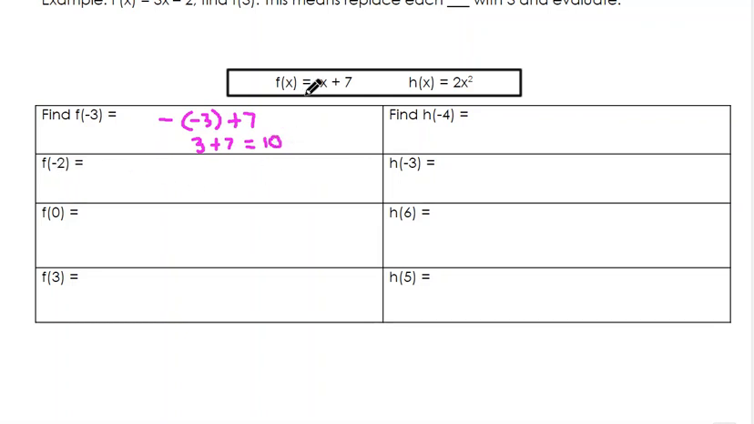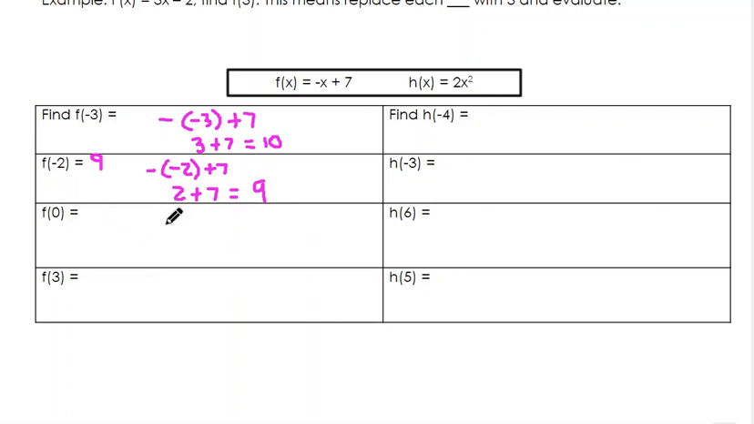Same thing here, f of negative 2. I'm going to look for the f function, plug in negative 2 for x, and it's still plus 7. Two negatives make a positive. 2 plus 7 gives me 9. So f of negative 2 equals 9. Go ahead, pause the video, try these two on your own, see how you do.